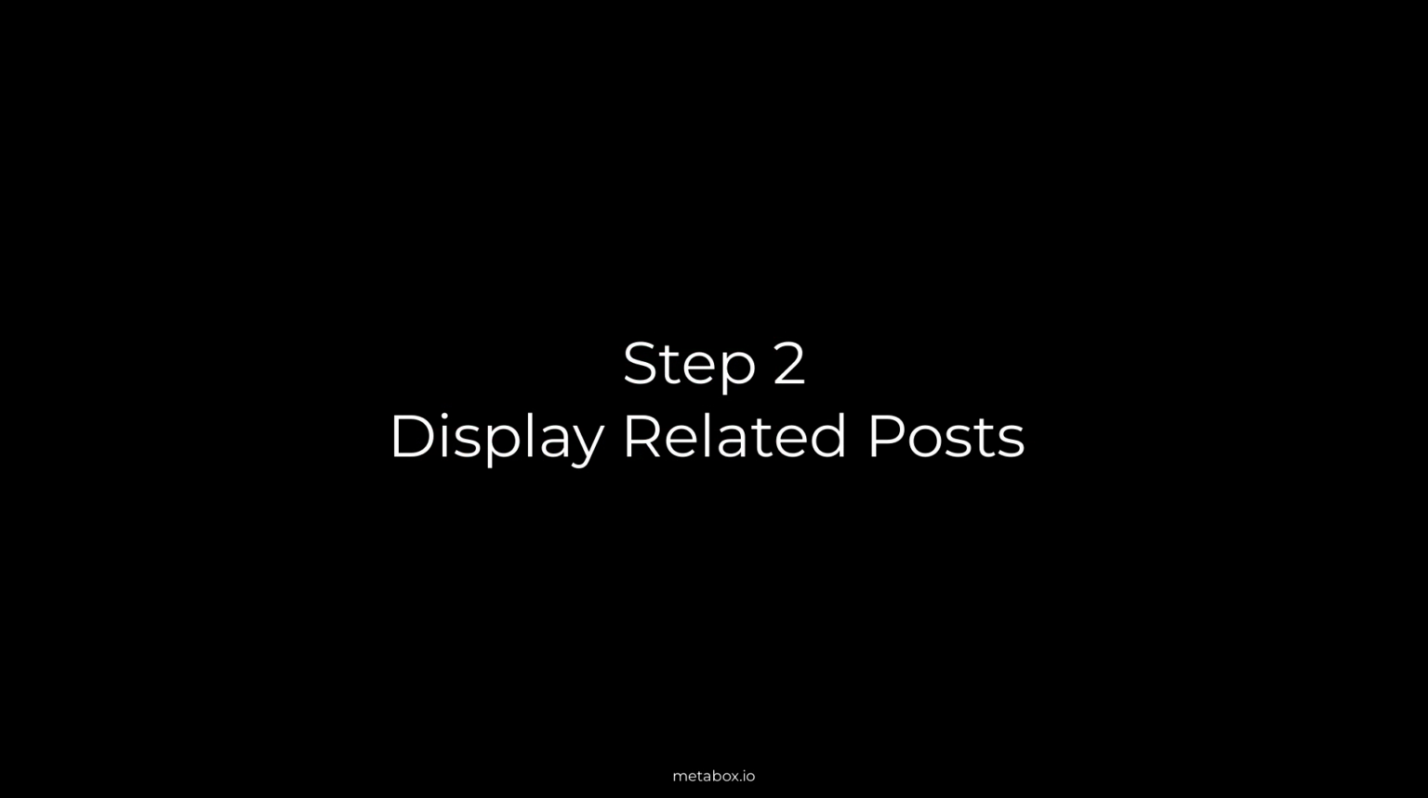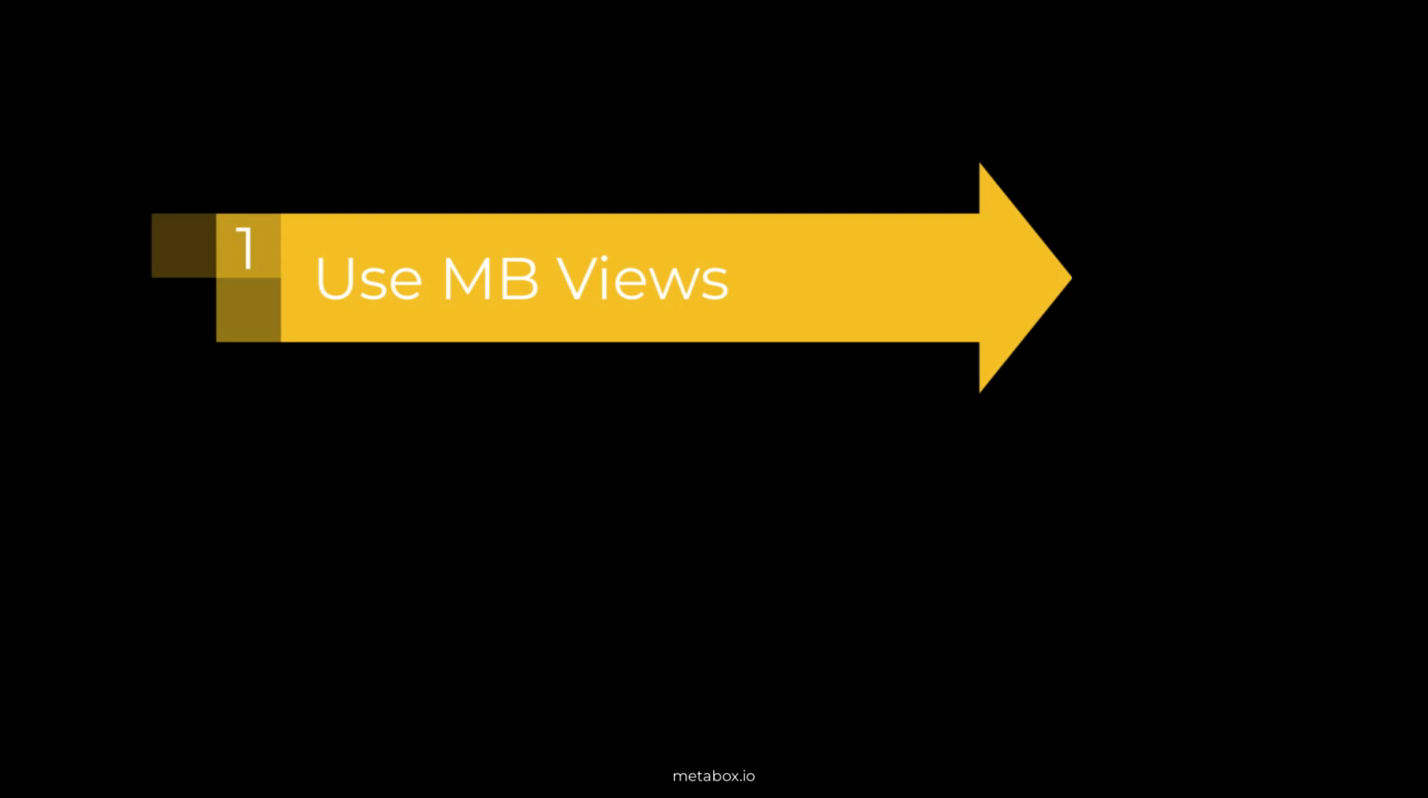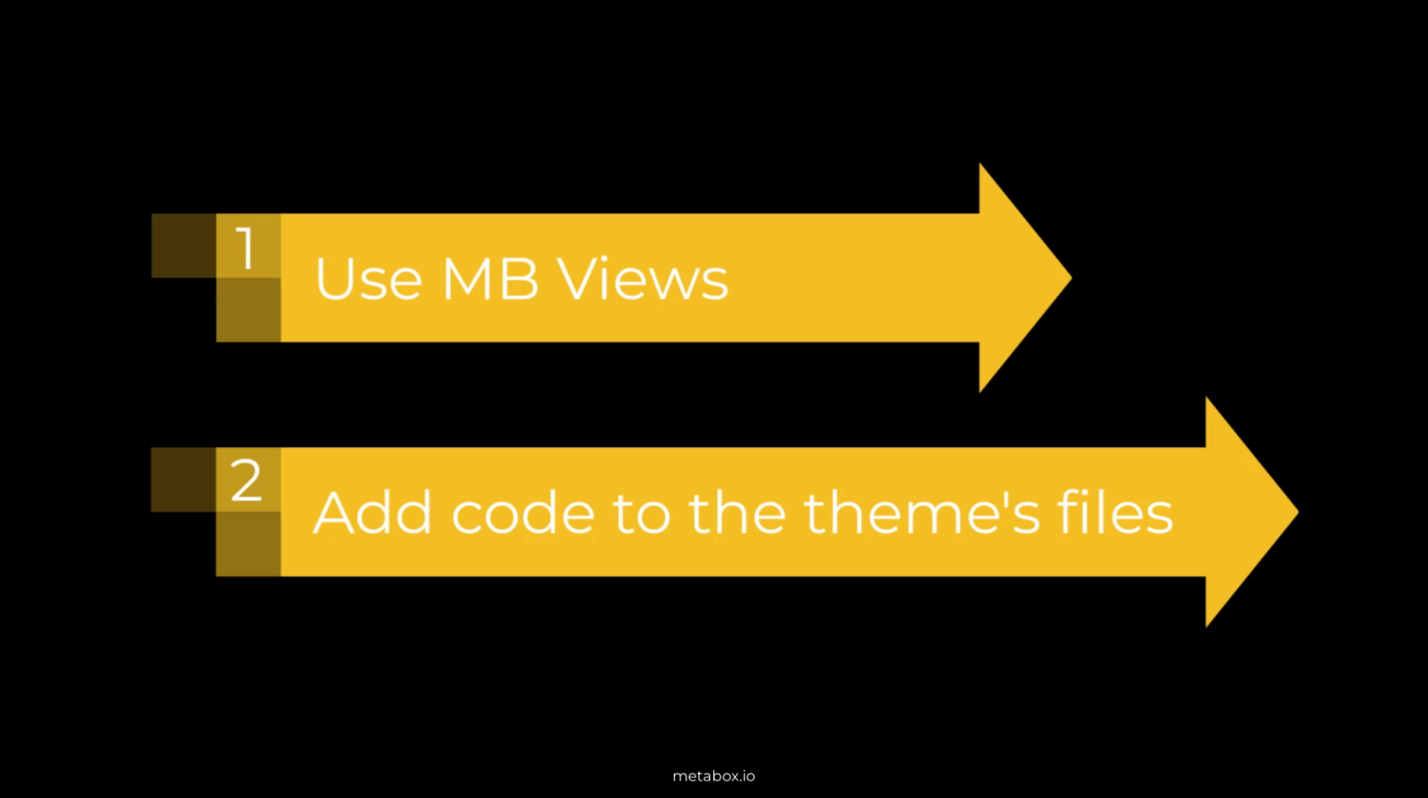To display related posts, we should get the posts that are chosen in the created custom field. Then get their information and show them on the page. As I mentioned before, you can use MB Views to create a template to do it, or add code to the theme's file. Notice that even when you are using a page builder, you still can use MB Views following this guide.